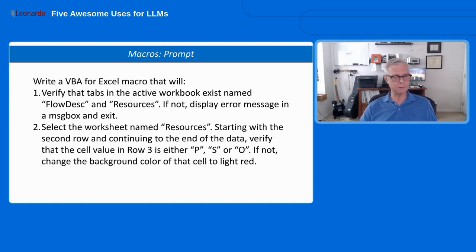The next thing I said was, okay, find the one that's named resources, and starting in the second row and continuing to the end of the data in that sheet, verify that the cell value in column 3 is either P, S, or O. Did I say row 3? That should be column 3. If not, change the background color of that cell to light red. So this is a validation check.